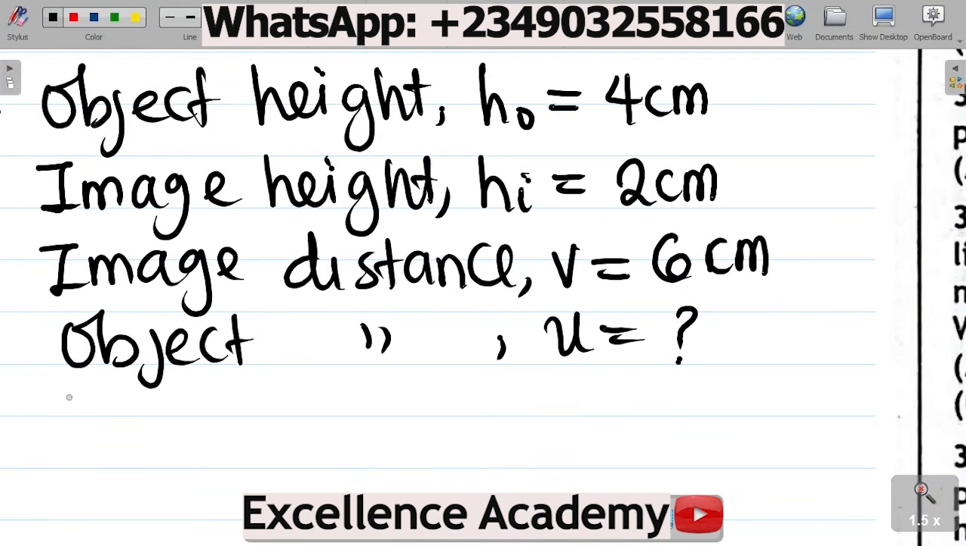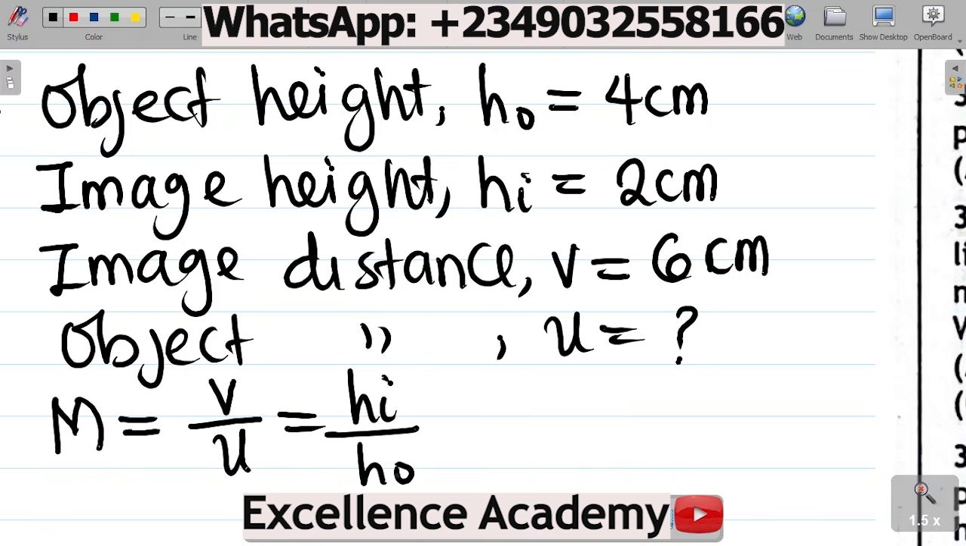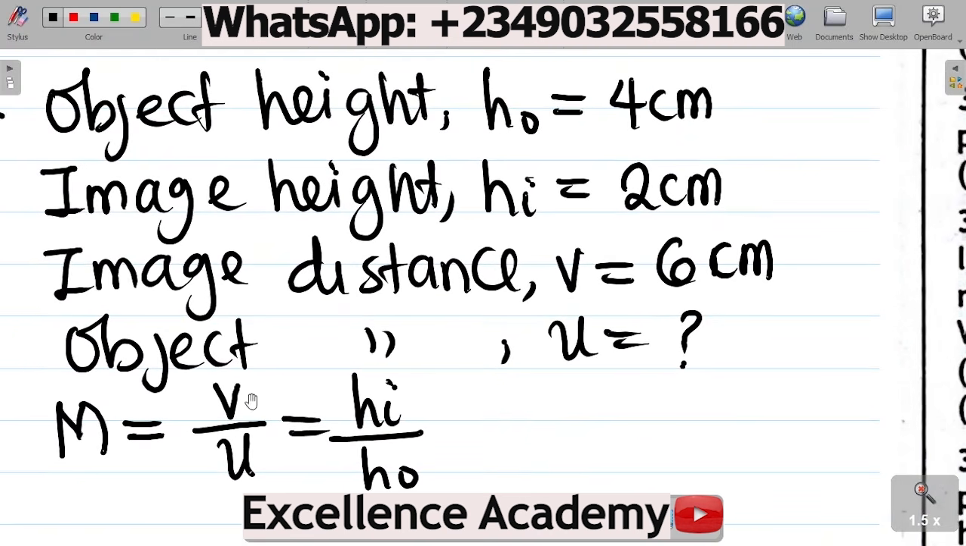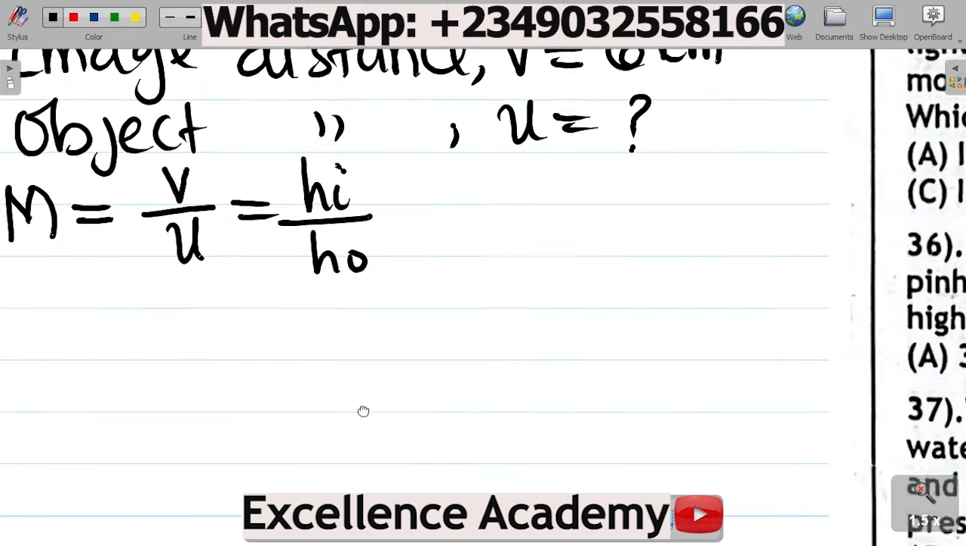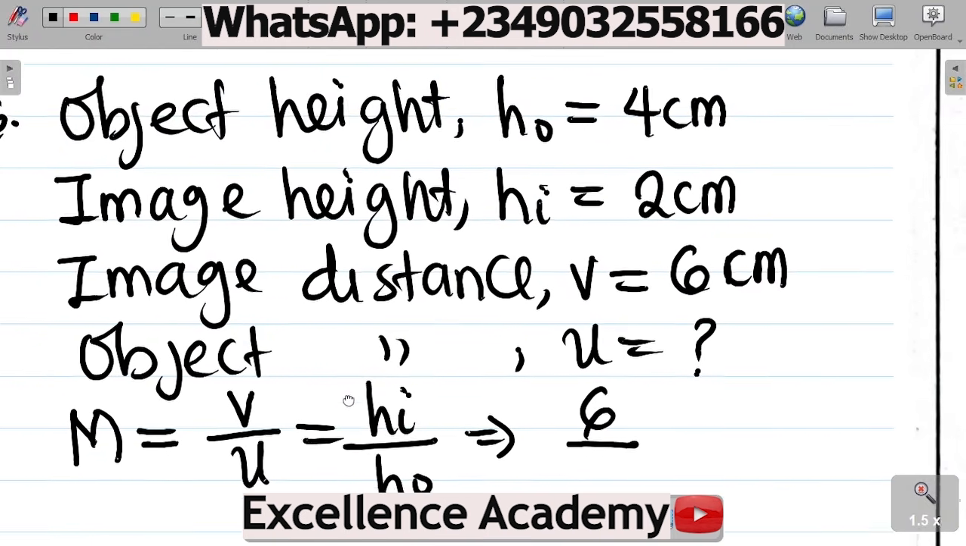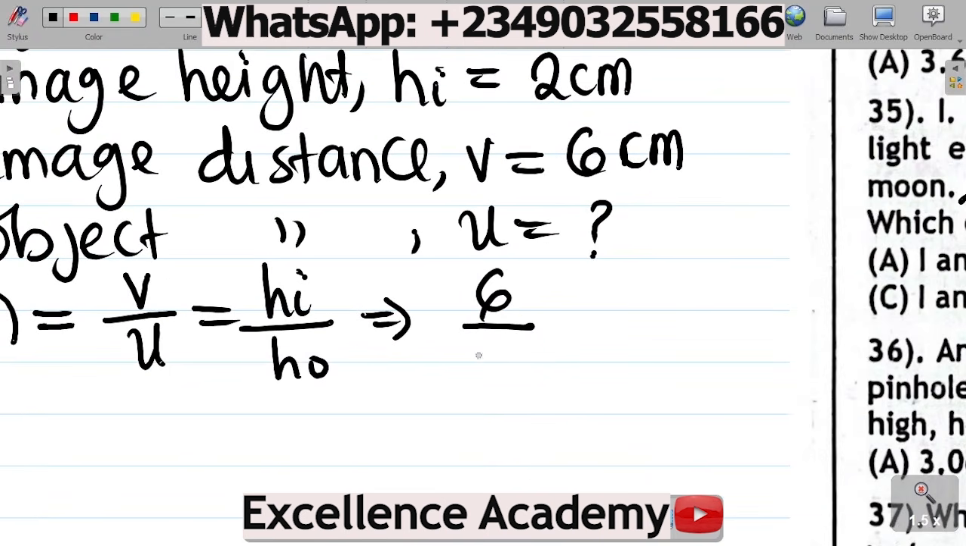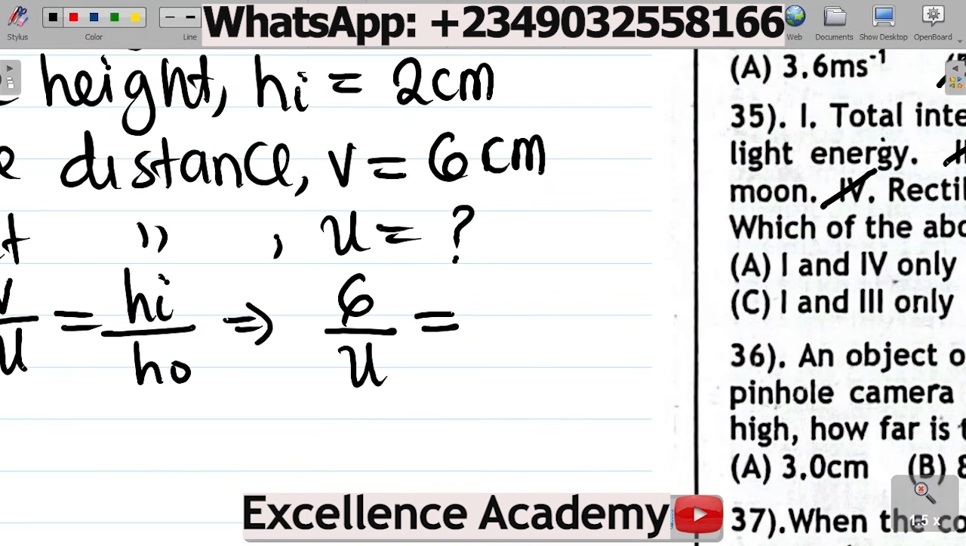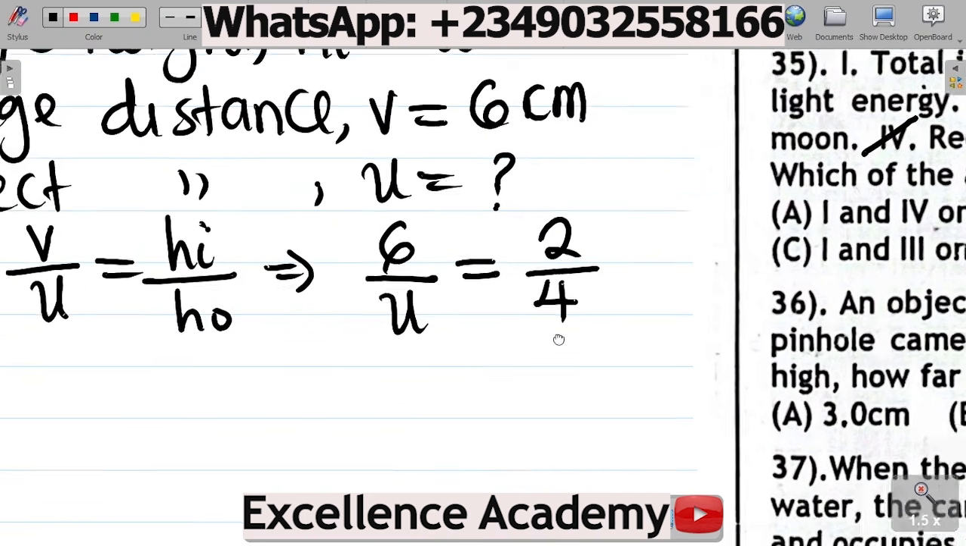Now, we've said earlier that the formula that relates all of these parameters is that M, magnification, is equal to image distance over object distance, also equal to height of image over height of object. Let's input values. V is the image distance, 6. That becomes 6 over U, where U is the object distance, which you're looking for, is equal to height of image, 2, over height of object, 4.